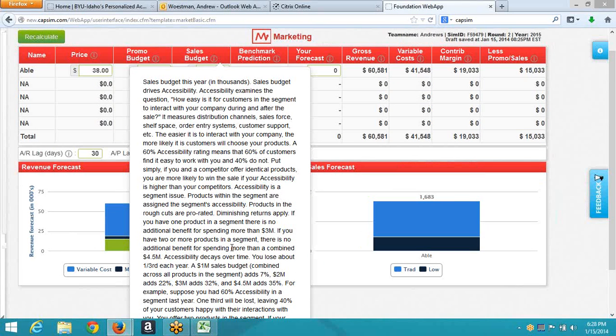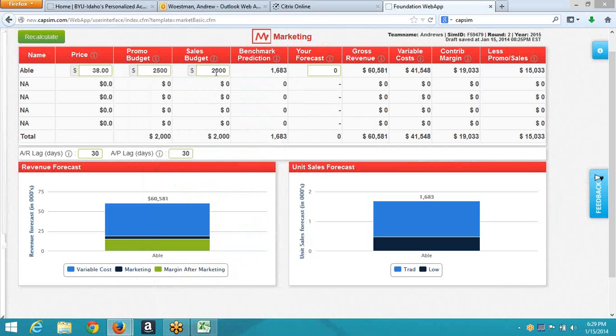And if you have 2 or more products in the same segment, which means 2 products in the high-tech segment or 2 products in the low-tech segment, then it doesn't help you to put more than 4.5 million combined. So about 2 million in each one. So I'm at 2 million here. Again, I don't want to go over 3 million, so I'm just going to do the 2,500,000.